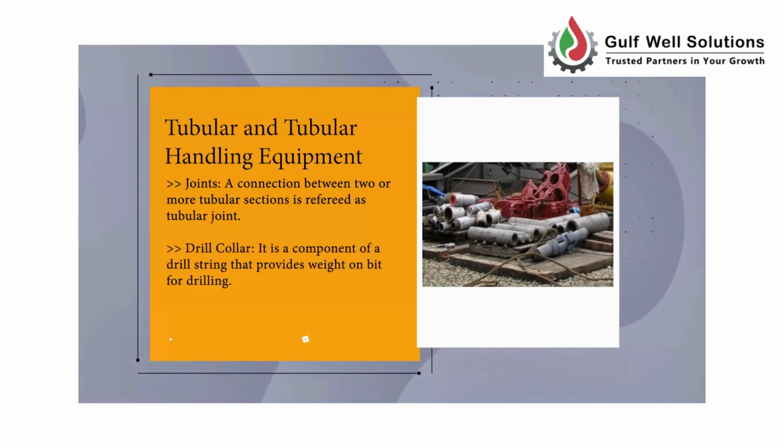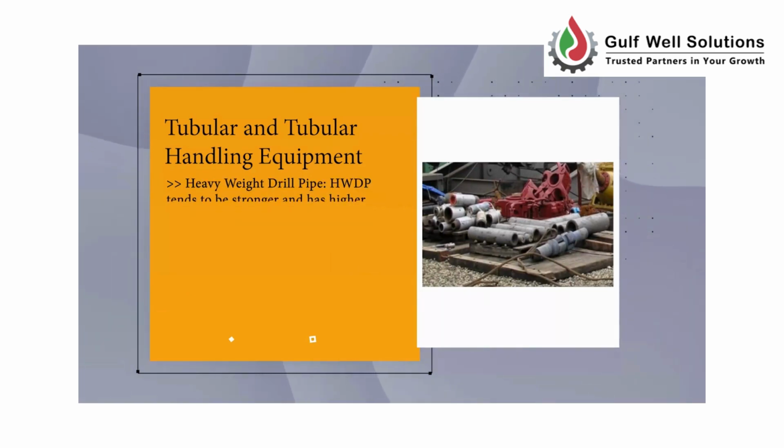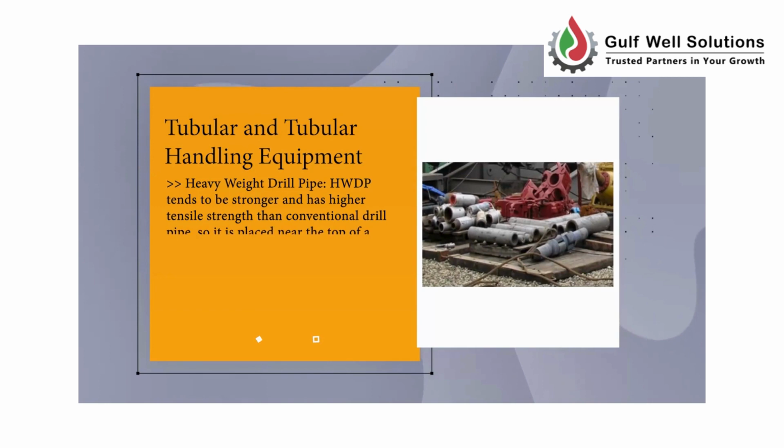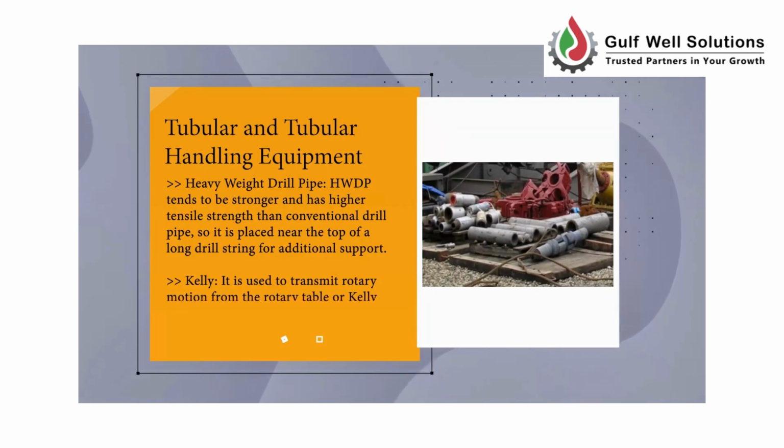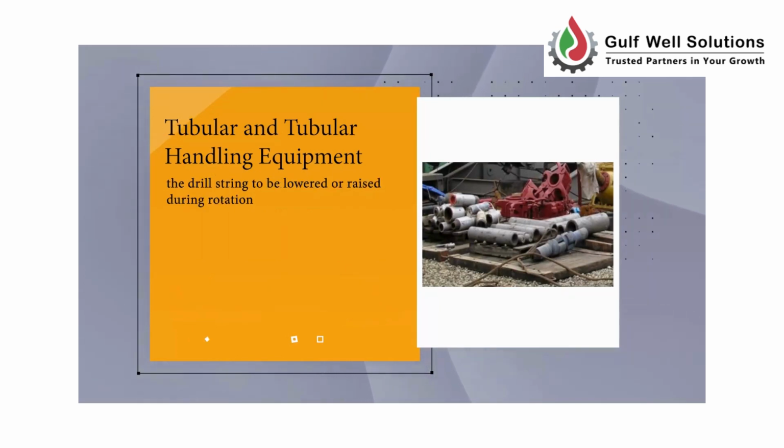Drill collar. It is a component of a drill string that provides weight on bit for drilling. Heavyweight drill pipe. HWDP tends to be stronger and has higher tensile strength than conventional drill pipe, so it is placed near the top of a long drill string for additional support. Kelly, it is used to transmit rotary motion from the rotary table or Kelly bushing to the drill string, while allowing the drill string to be lowered or raised during rotation.